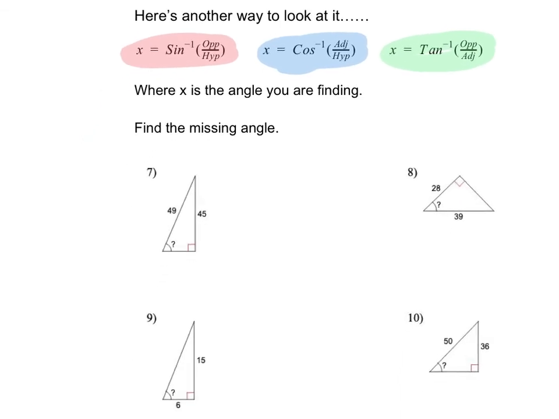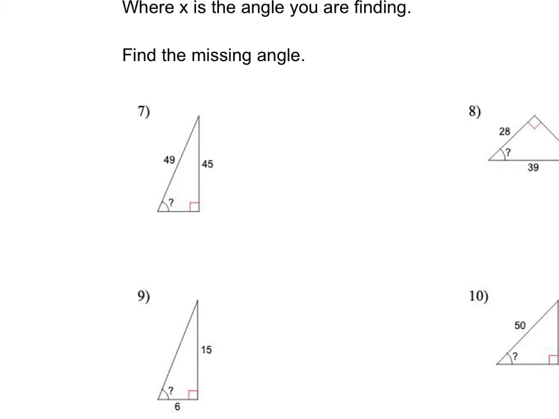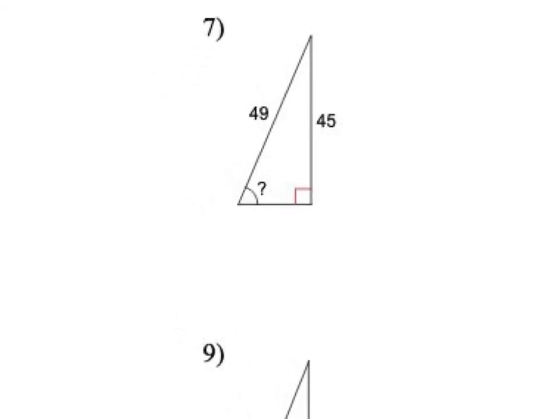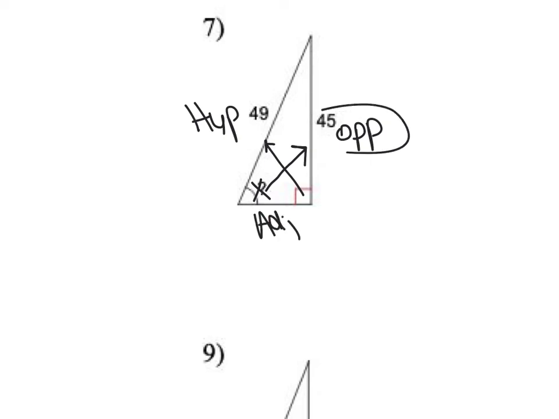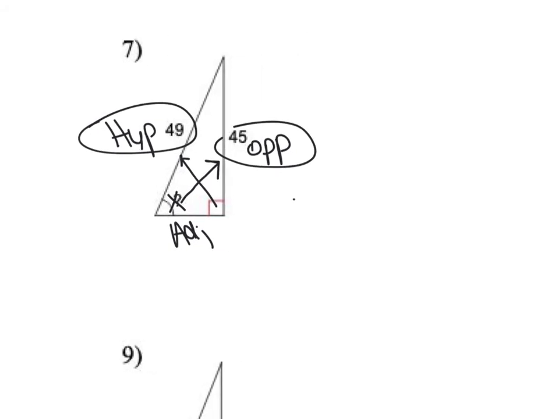Okay, so let's look at how that's going to work out. So we have, again, I'm going to call this x instead of question mark. Opposite is 45. Our hypotenuse is 49, and our adjacent side we don't know anything about. And if we're using opposite and hypotenuse, that means we are going to use sine. So that means we can go right to our angle. We're going to have inverse sine of our opposite over hypotenuse, which is 45 over 49.